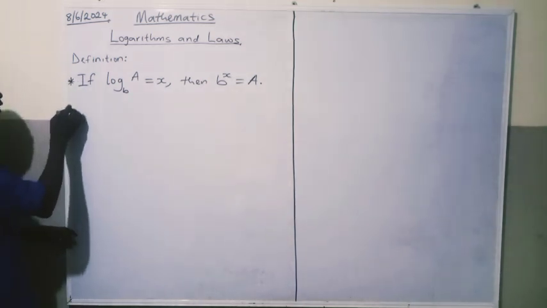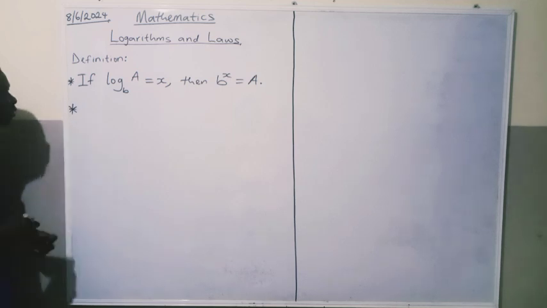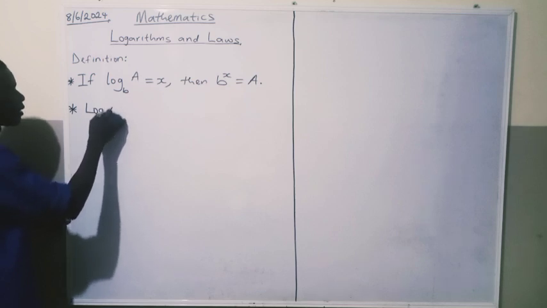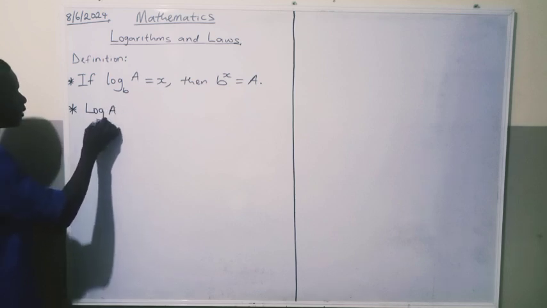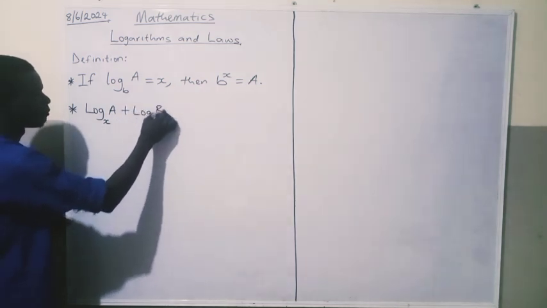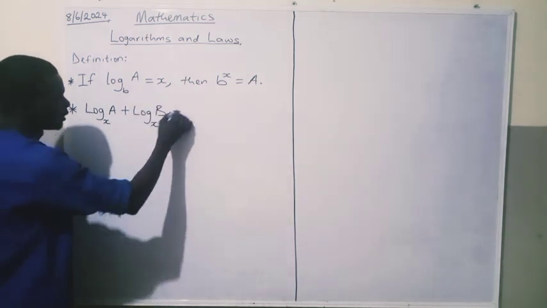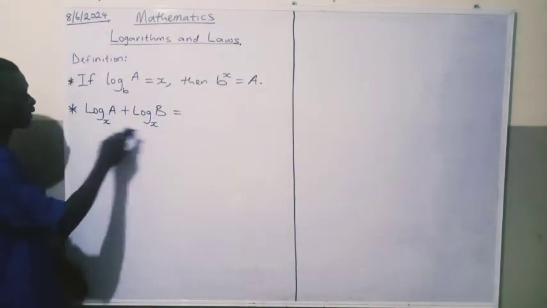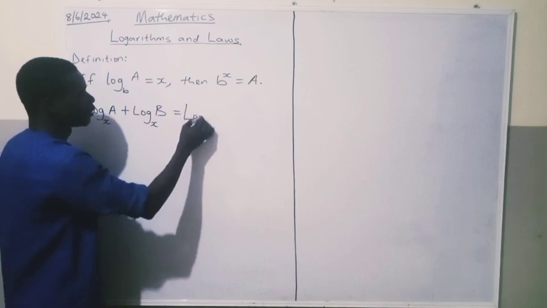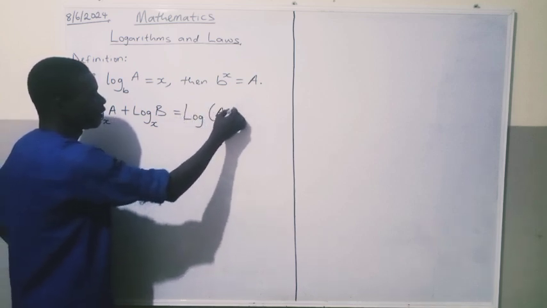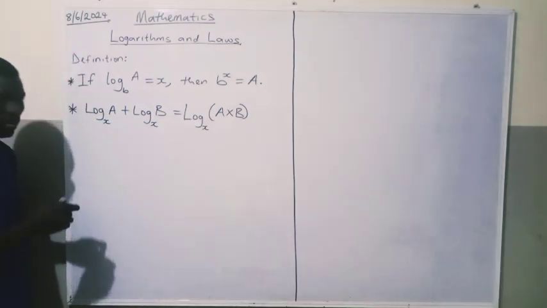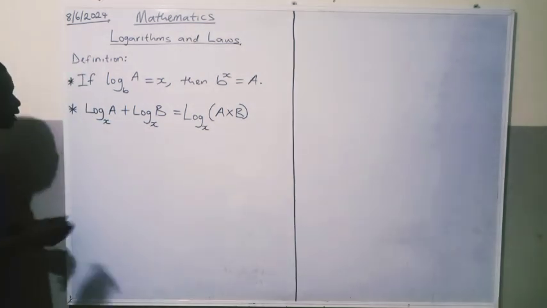Alright, so proceeding to the laws as follows. The second one is this: log a to base x plus log b to base x. Seeing that these two logs have exactly the same base, a common base, they can be combined together to give us log a times b, both to the same base x. So that is what the second law states.